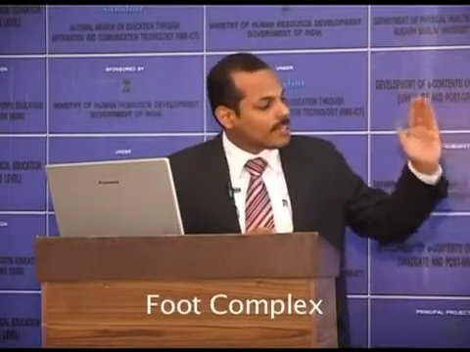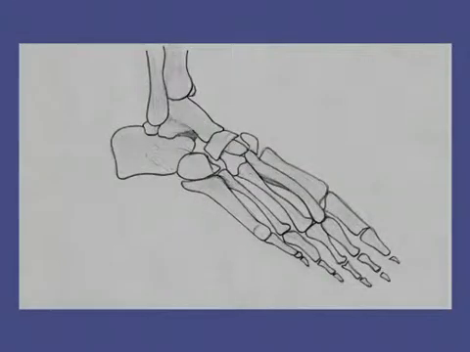Now the foot complex can be divided into three parts. The first one is the rear foot, second is the mid foot, and the third one is the forefoot. The rear foot consists of the bones talus and calcaneum, that is the posterior side of the foot, and the mid foot is the middle side. It contains the tarsal bones, and the forefoot contains metatarsals and phalanges. So the foot can be divided into rear foot or hind foot, mid foot and forefoot. This is the classification of the foot according to the positions of the bones.